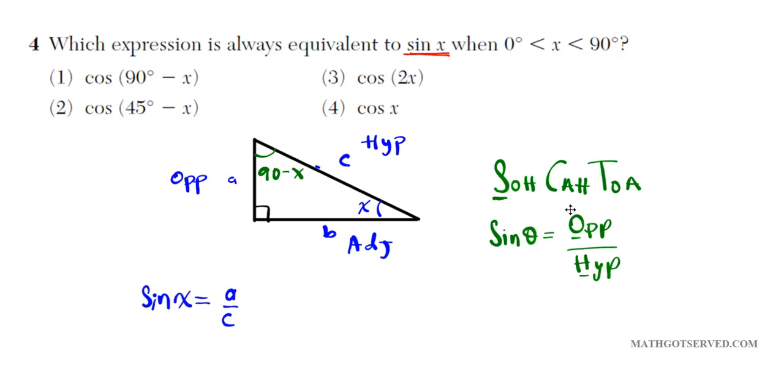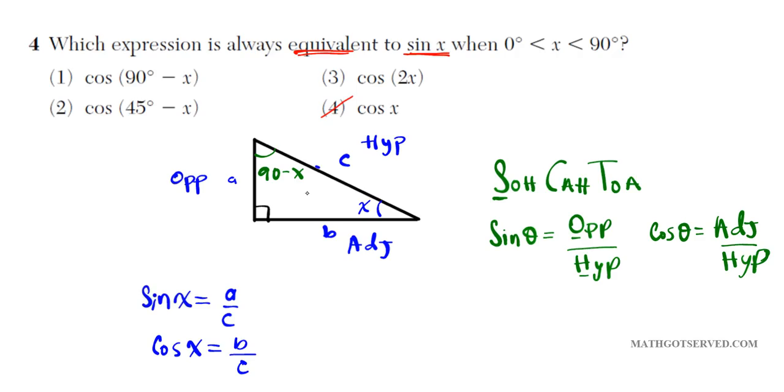Now, let's take a look at cosine. What is cosine theta from SOH-CAH-TOA? Cosine theta is adjacent over hypotenuse. So what is cosine x? Cosine x is the adjacent, which is B, divided by the hypotenuse, which is C. Are these two the same? The answer is no. So we can eliminate option 4 because cosine x and sine x are not equivalent.